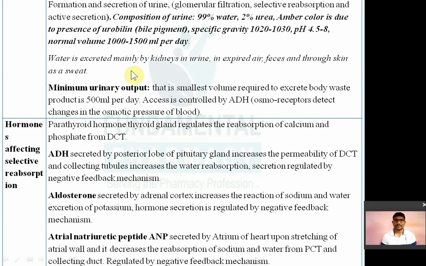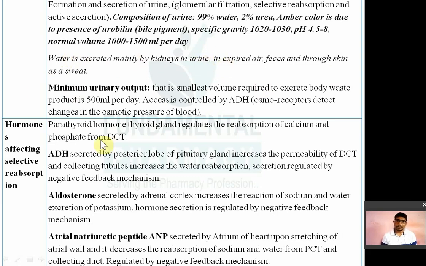Water is excreted mainly by kidneys in the form of urine. Water is also excreted in the expired air, in the feces, and through the skin by sweat. So there are different organs for excretion of water. Kidney will excrete water in the form of urine. Lungs will excrete water in the form of expired air. Then intestine will excrete the water in the form of feces. Skin will excrete the water in the form of sweat. But most of the water is excreted by kidney.